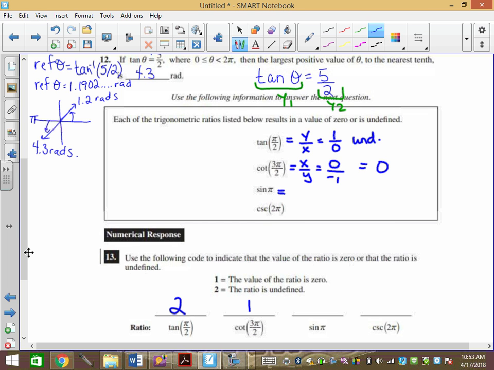Okay. Sine of theta. Go to theta, pick a y, which is 0. And then go to 2 pi, which is here. It's sine. So it's going to be 1 and 0. Sine is this. Cosecant is that flipped. Undefined.